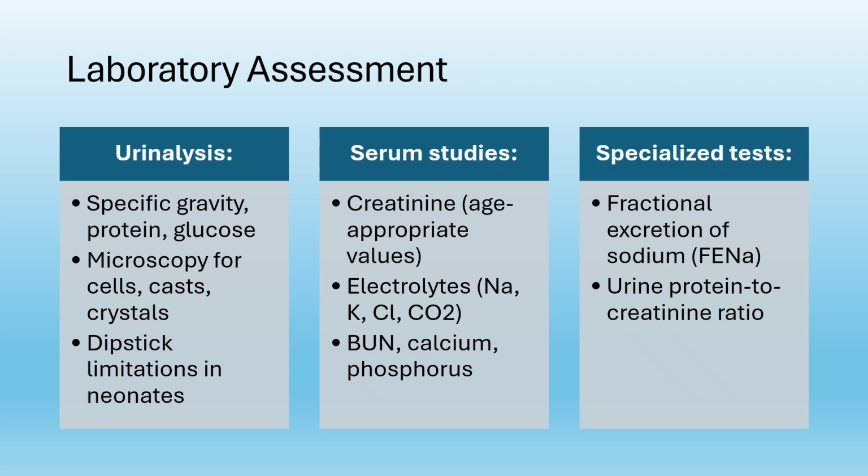Proteinuria occurs normally in the first week of life due to increased glomerular permeability. Values up to 1+ on dipstick mean nothing pathologic during this transition period. Glucosuria without hyperglycemia indicates proximal tubular immaturity rather than disease.